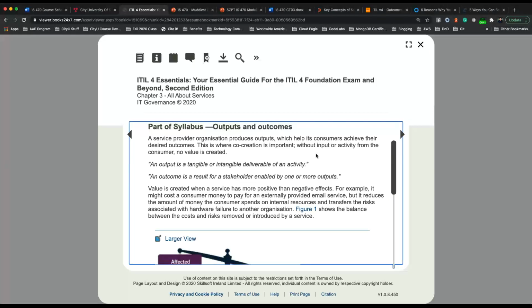Outputs and outcomes. A service provider organization provides outputs, right? Which helps its consumers achieve their desired outcomes. This is where co-creation is important. Without input or activity from the consumer, no value is created, right? So it means that if the service provider provided, let's say, a service, and the consumer did not use the service, which is the input or activity, then there's no value for the consumer.